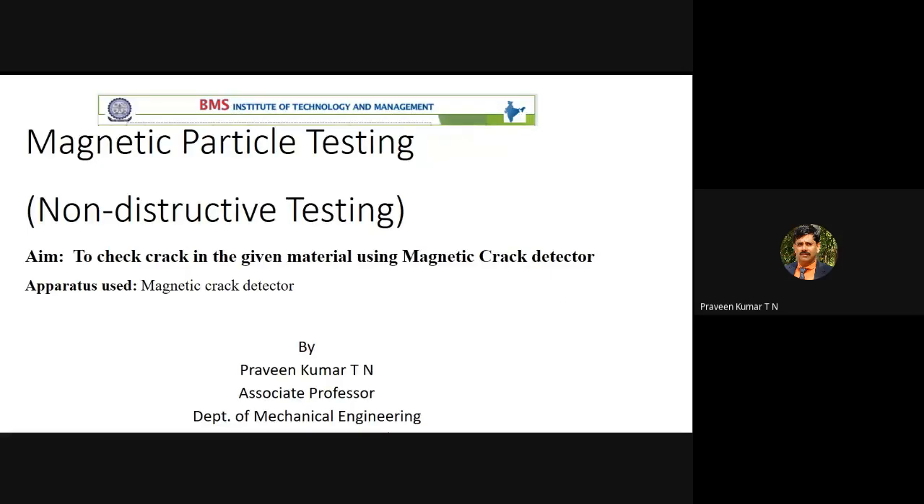Magnetic particle testing belongs to non-destructive testing. So already you have seen the fatigue testing machine, or you have finished the fatigue testing. Even bending we also finished, where the specimen is broken into two pieces or bent, or it is destroyed. Such types of tests are referred to as destructive testing.